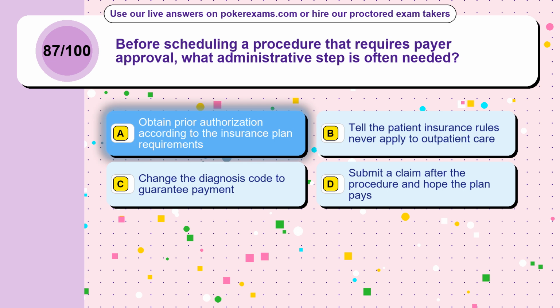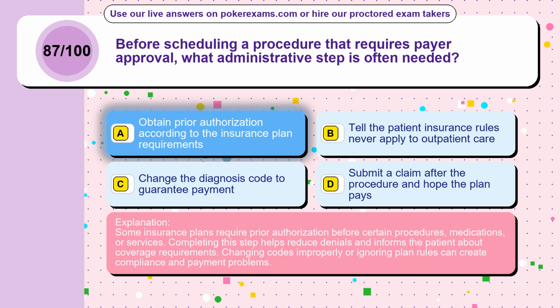The correct answer is option A. Obtain prior authorization according to the insurance plan requirements. Some insurance plans require prior authorization before certain procedures, medications, or services. Completing this step helps reduce denials and informs the patient about coverage requirements. Changing codes improperly or ignoring plan rules can create compliance and payment problems.